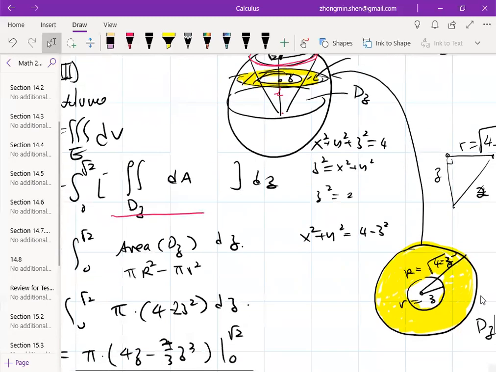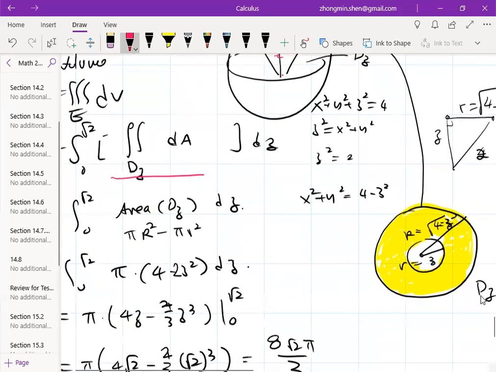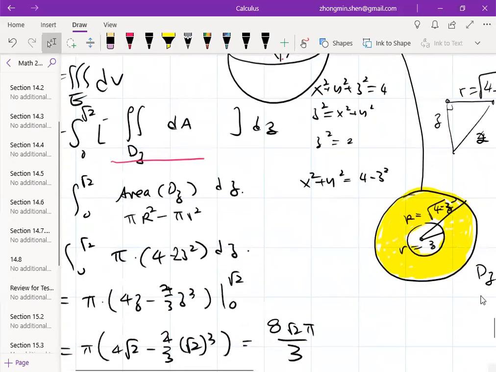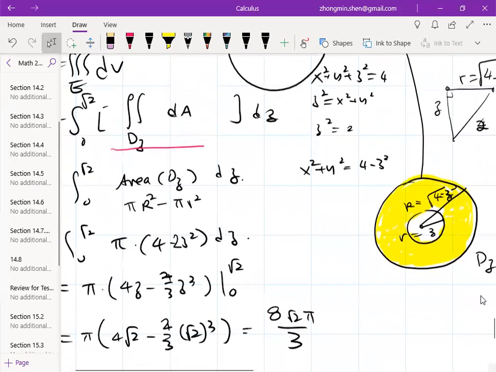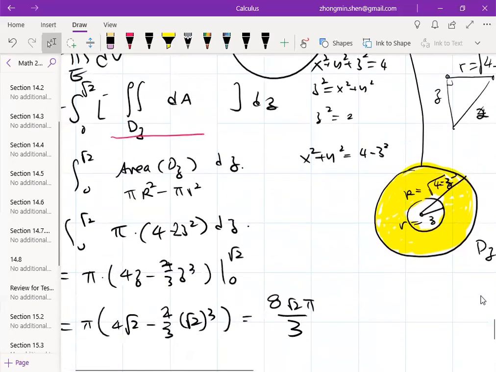So the difference here is the capital R is going to be square root of 4 minus z squared, and little r is just equal to z because it's a cone. Right? Then you take the difference squared. After you evaluate this single integral, you still get the same answer. But you see that the second method is a little more complicated.